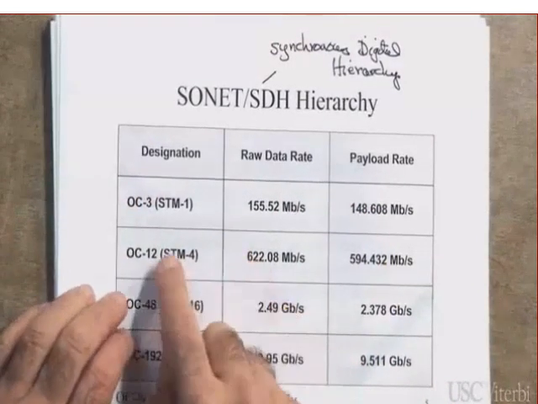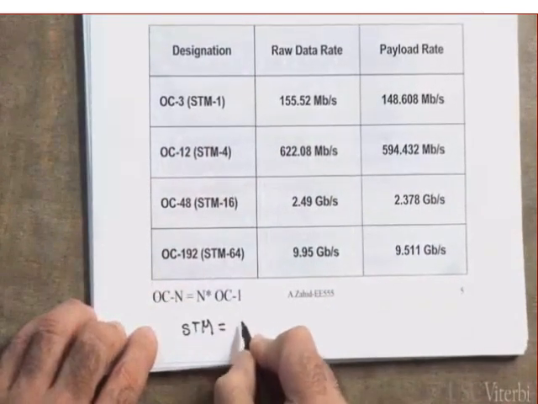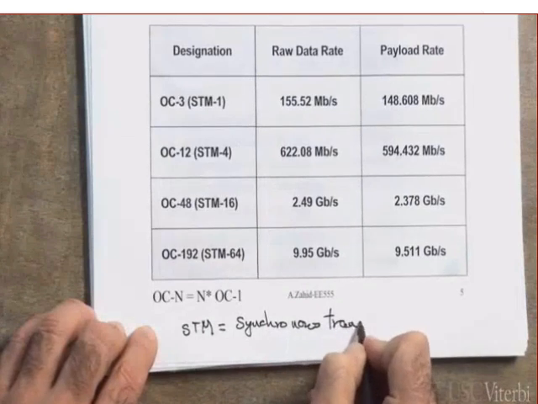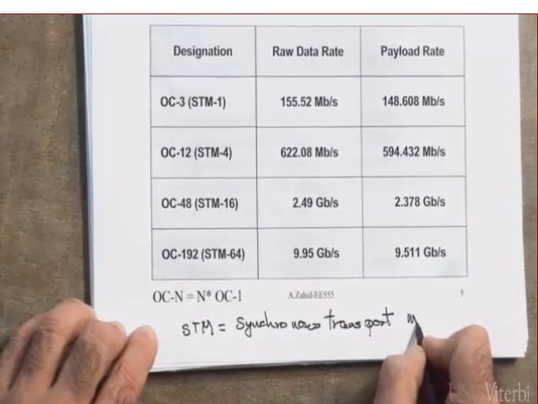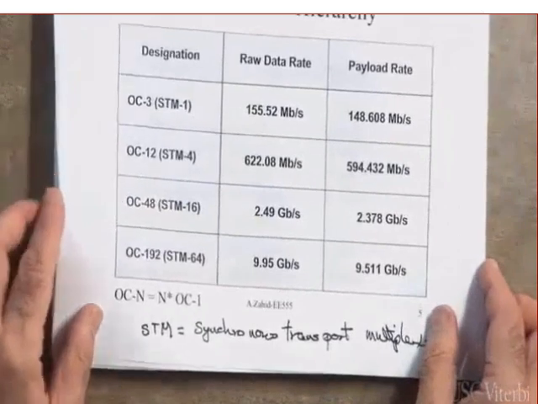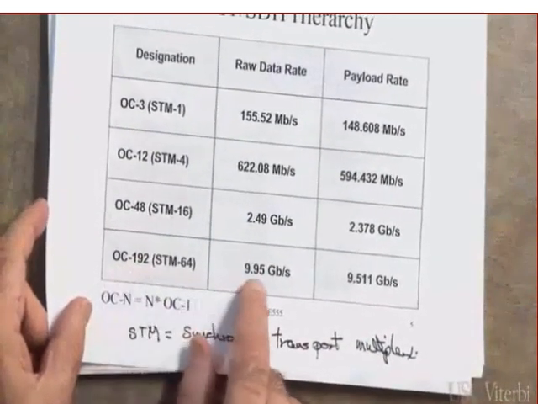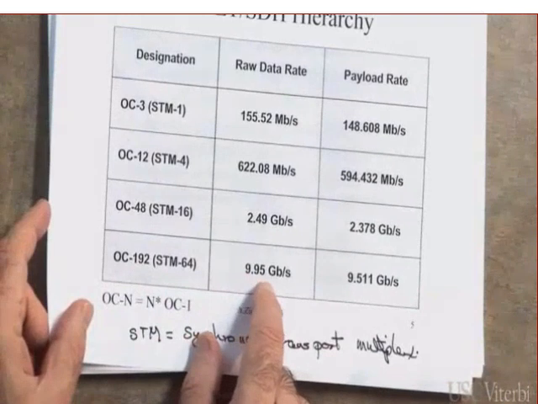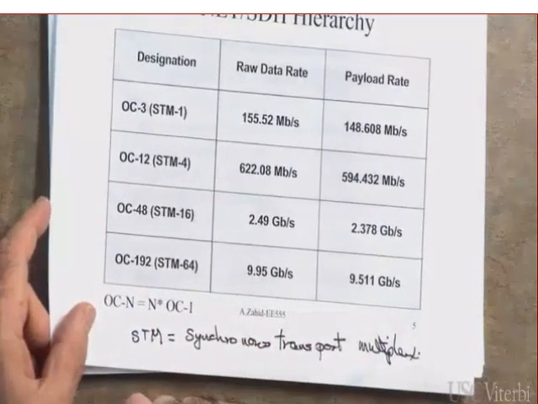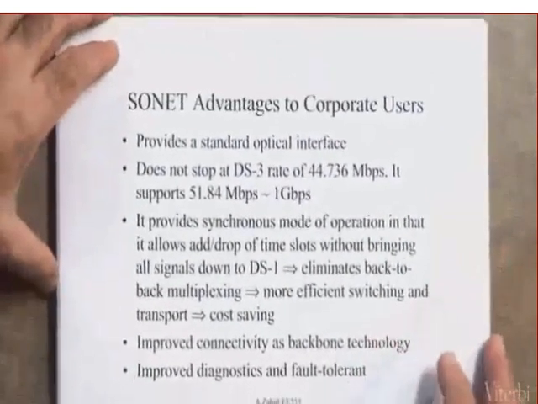Clear? Same thing with this one, OC12, which is what? STM. STM stands for the synchronous transport multiplex. Synchronous transport multiplex. Clear? Okay. This is the OC192 that I was telling you about a moment ago, which is roughly 9.95 gigabits per second, and it's equivalent to an STM64. STM64. Clear? Okay, good.